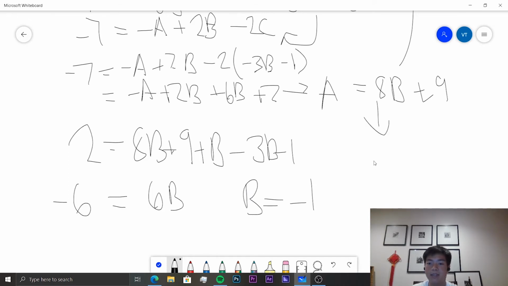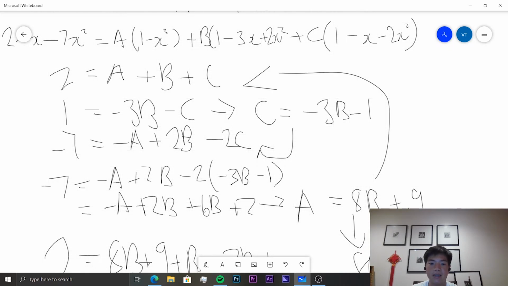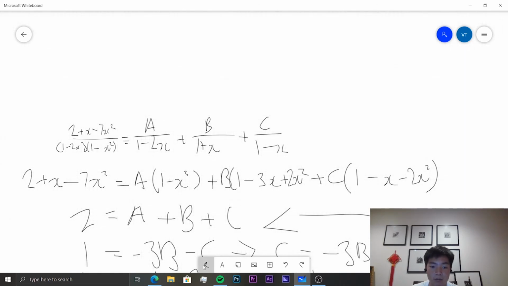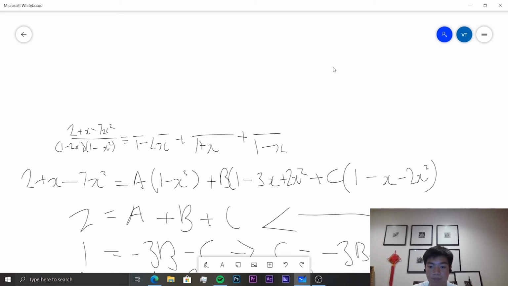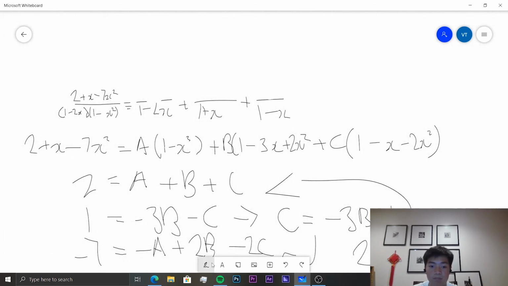a is 8b plus 9. That's 8 times negative 1 plus 9, which is equal to 1. And finally, c is equal to negative 3 times negative 1 minus 1, which is equal to 2. So we know that this is equal to, we erase these. We know that a was what? a is 1. So 1 over 1 minus 2x. b is negative 1. And c is 2.